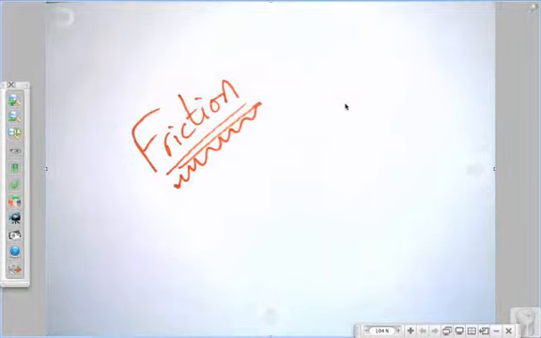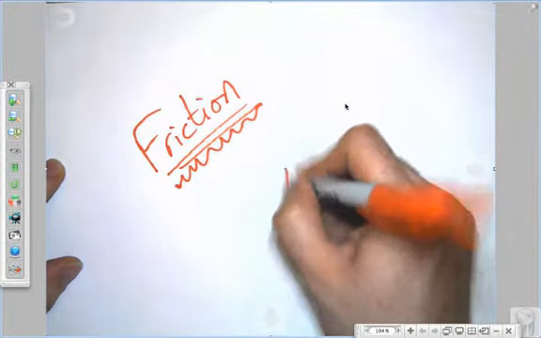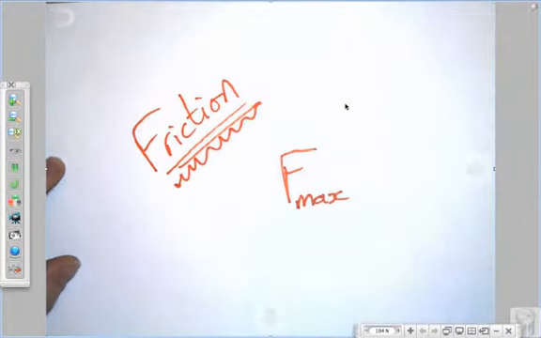Now you don't actually have to have motion to have friction, but it would work in the direction that the object would be moving were there no friction. Now friction has a maximum value, as we model it in M1, and that maximum value is called F max. So it's written like that and it's said F max.